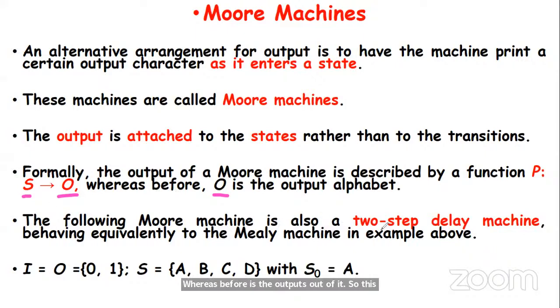The following Moore machine is also a two-step delay machine, behaving exactly like the Mealy machine in the example above. Here our input alphabet and output alphabet have the same symbols. And we have the states A, B, C, D with A being the initial state. So S0 has been defined as our A.